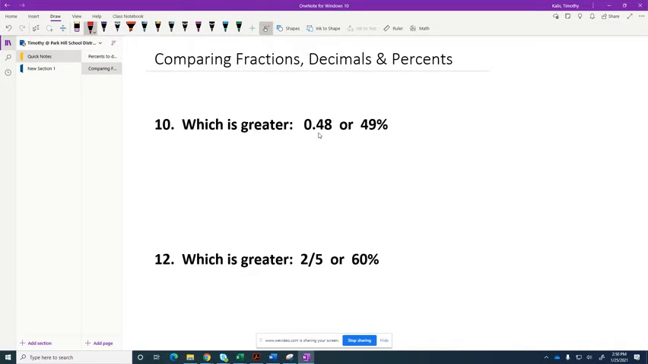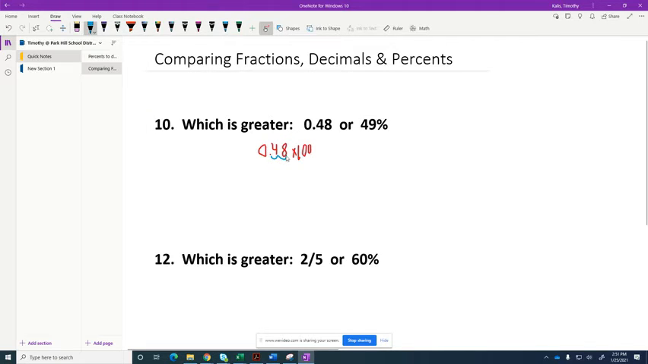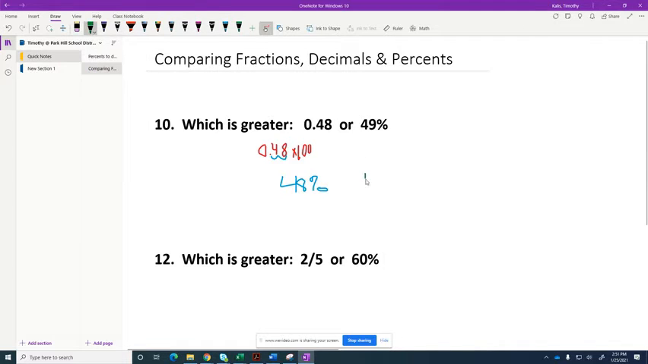So we can convert this decimal, 48 hundredths, into a percent by multiplying it by 100. So 48 hundredths times 100 essentially moves our decimal point 2 spots to the right. So we end up getting 48%. So 48 hundredths equals 48%. Now we're comparing 48% to 49%, and we know that 49% is greater.